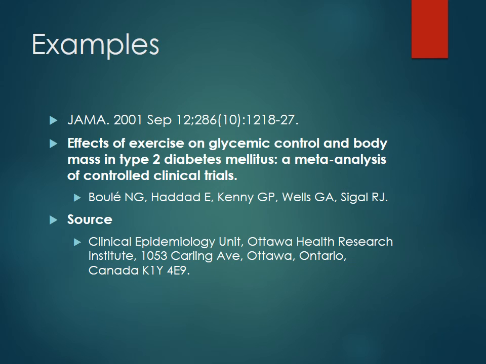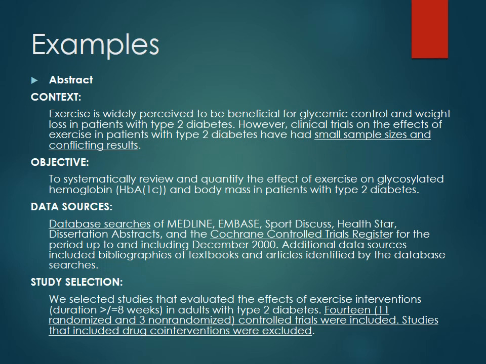Another one in JAMA would be the effects of exercise on glycemic control and body mass in type 2 diabetes. Again, this is another meta-analysis of controlled clinical trials. Here they're looking at the fact that a lot of these trials had small sample sizes and conflicting results. It's always very difficult, especially when you're out there trying to answer a question like, what's best for my patient?